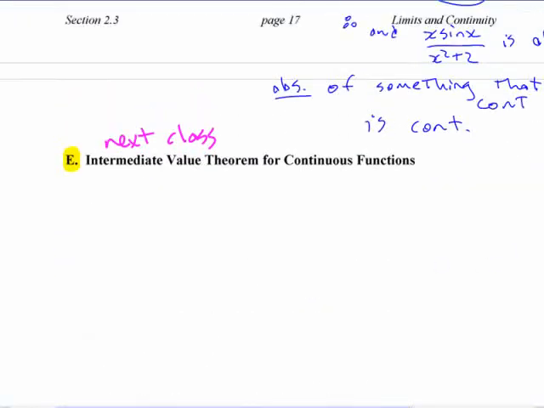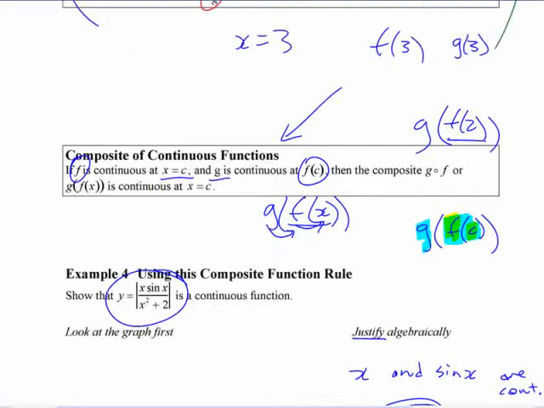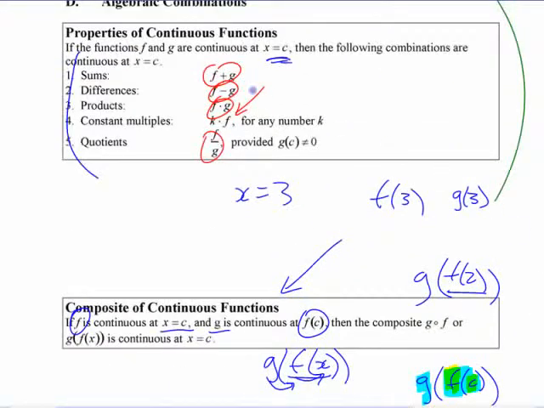If one's not continuous, then you can't argue that the combination is continuous. This is only saying if you know that these are both continuous, then the combination is too. Otherwise, maybe it's continuous, maybe it's not. But this is saying if you know this, then this has to be true.